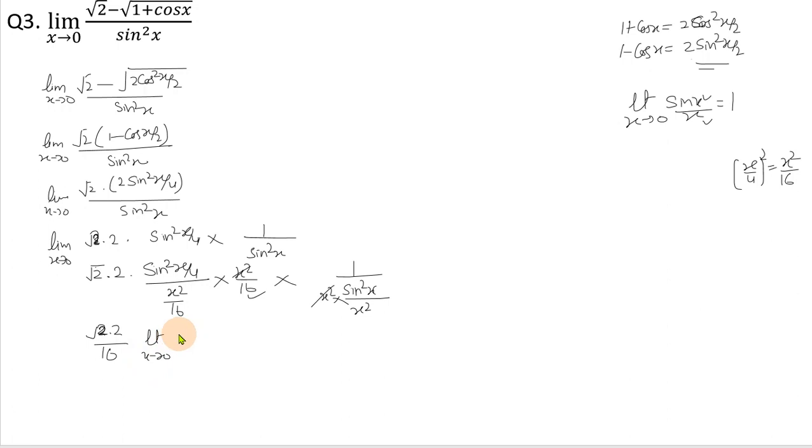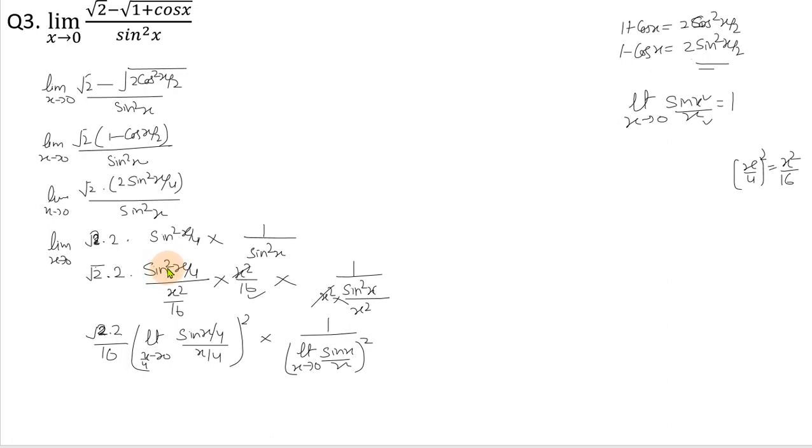and here we write limit x approaches to 0 sin x by 4 upon x by 4 whole square, and when x is approaching 0 you can write x by 4 also approaches to 0, and this one is limit x approaches to 0 sin x upon x whole square. I hope you got this point, why we have multiplied and divided by x square by 16, so that we can make the same angle. Here we have square of the ratio.